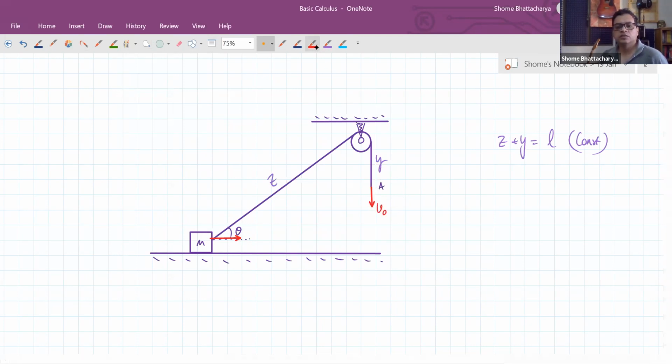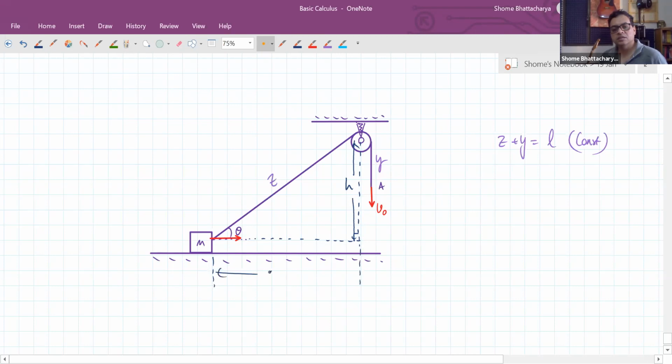Okay. So we can further say that if we drop a perpendicular from here and draw a right angle triangle like this, and we take this distance as a fixed height, because this is a fixed height, and we take this distance from here to here as x, and of course this distance here is y, whereas this distance was z.